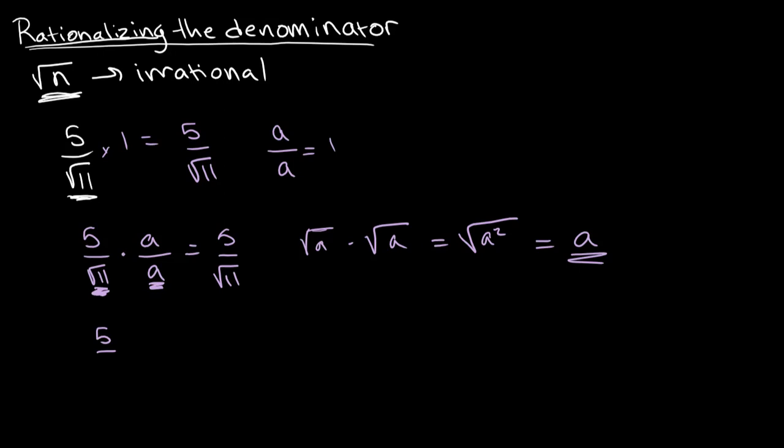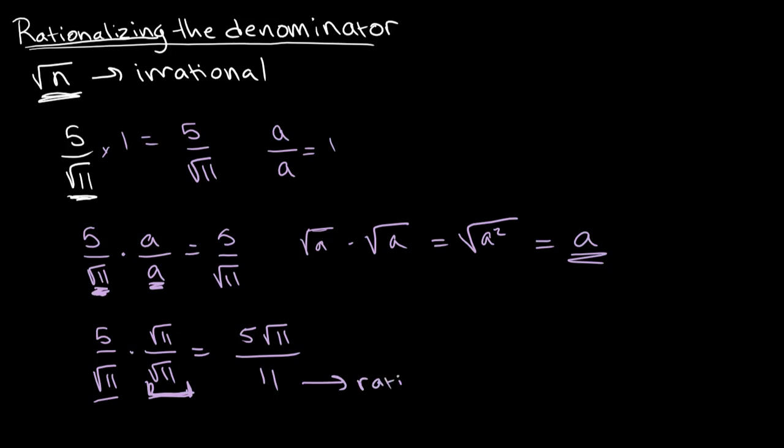So we have 5 over the square root of 11. We multiply this by the square root of 11 divided by the square root of 11, which is essentially equal to 1. And we get 5 times the square root of 11, and the square root of 11 multiplied by itself gives us 11. And now we have a rational denominator, meaning that we have no surds inside of our denominator.